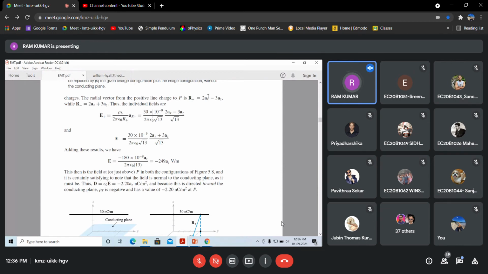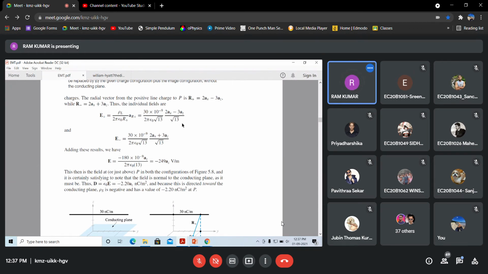Similarly, when you substitute this R plus over here, you can find the answer. And also don't get confused: what is AR plus? That is the unit vector, R plus vector divided by the magnitude of R plus vector. So 2 AX vector minus 3 AZ vector divided by its magnitude. The magnitude is already there, so we can cancel this root 13.